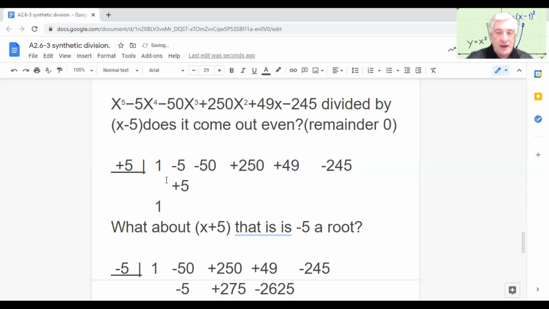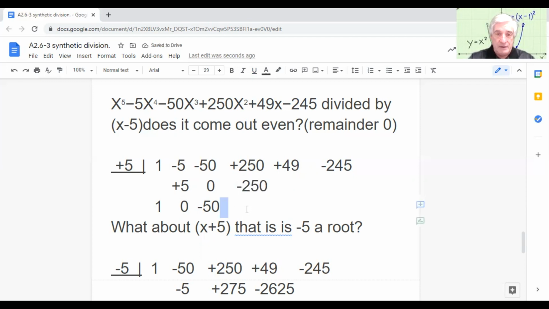I add -5 and +5 is 0. 0 times 5 is 0. And I add that down. -50 and 0. Come on, everybody. You can do that a long time before you got to be juniors. So that's -50. Now, -50 times 5 is, check that, is that minus 250?